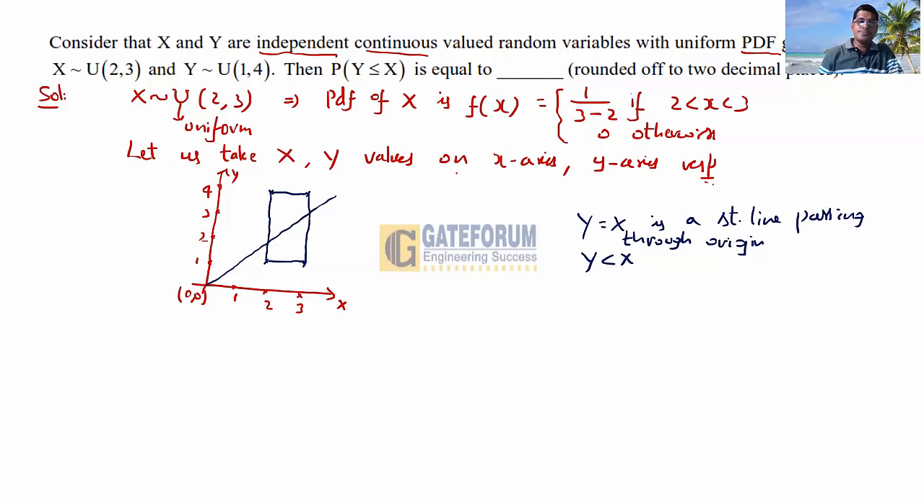So this is capital Y is equal to capital X. You know this point A and this is point B. This is point C. This is C, D. This is E and this is F. So Y less than X means the region below this line, that is the rectangular region, and below this Y is equal to X.